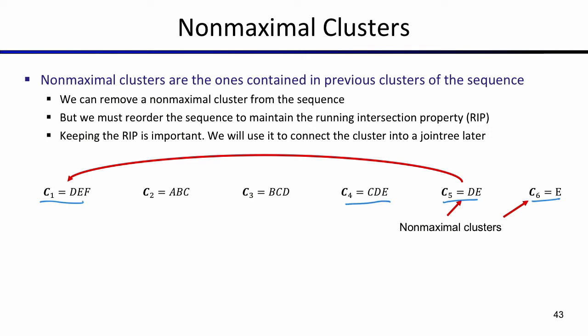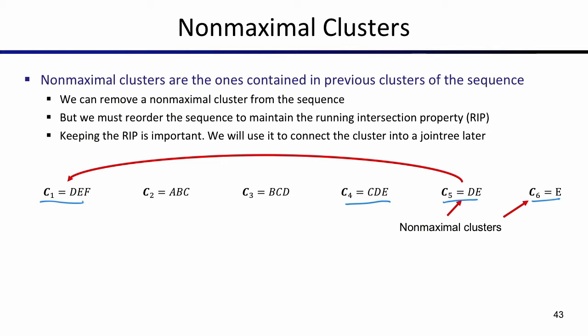But the one problem is that when we eliminate one cluster, we may lose the running intersection property. And in order to guarantee that we're not going to lose this, we need to reorder the clusters. So there are two examples I'm going to show you. The first one is a little simpler, and the second one will require the reordering of the clusters.